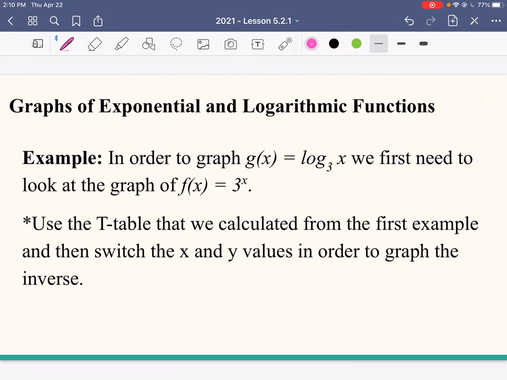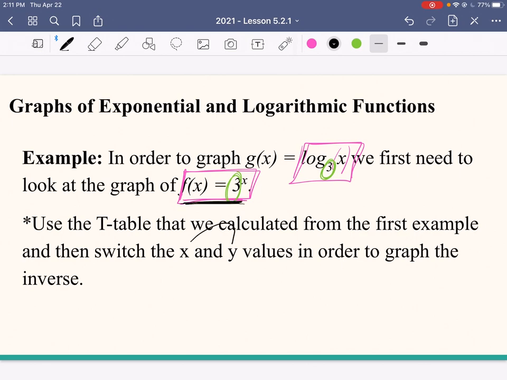Okay, so in order to graph a logarithmic graph like g of x equals log base 3 of x, we first need to look at the graph of its inverse. So f of x equals 3 to the power of x. Notice how right here the bases are the same. So log base 3 of x is the inverse of f of x equals 3 to the power of x. Okay, exponential versus logarithm. All right, so we're going to use a t-table. We will calculate, just like we did for the first example, the table values for the original function, the exponential.